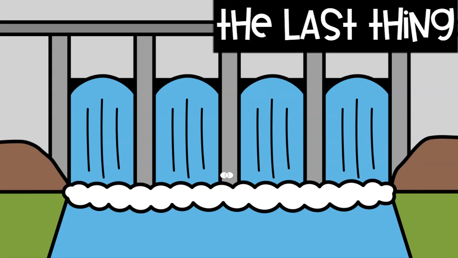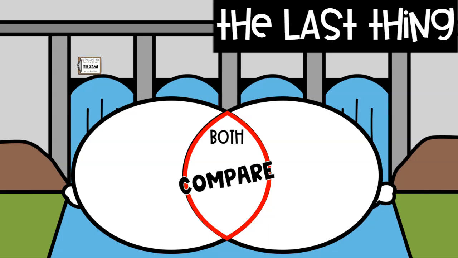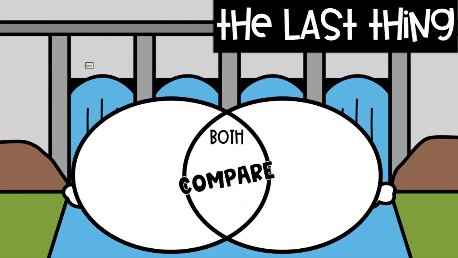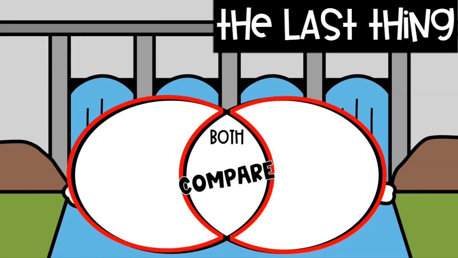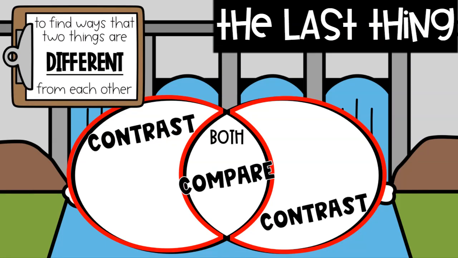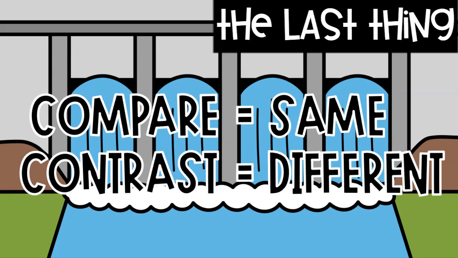The last thing we need to talk about is that the middle section of the Venn diagram, where things that were true about both oranges and bananas went, that's the compare section, because like we said at the beginning of this video, comparing is when you say what is the same about 2 things. The outer parts of the diagram are the contrast sections, because that's where we put things that are different about oranges and bananas. Compare equals same, contrast equals different.